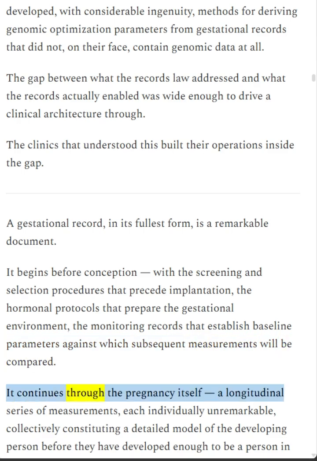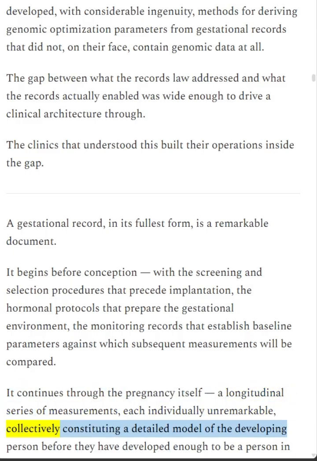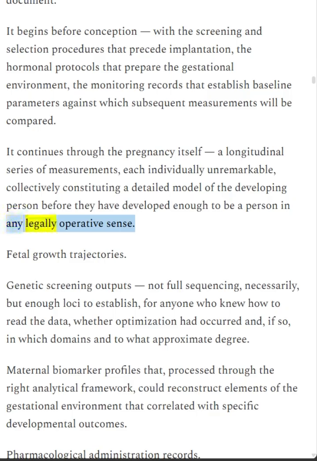It continues through the pregnancy itself, a longitudinal series of measurements, each individually unremarkable, collectively constituting a detailed model of the developing person before they have developed enough to be a person in any legally operative sense. Fetal growth trajectories. Genetic screening outputs, not full sequencing necessarily, but enough loci to establish for anyone who knew how to read the data, whether optimization had occurred and, if so, in which domains and to what approximate degree.